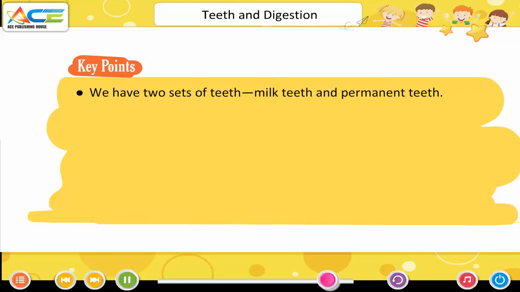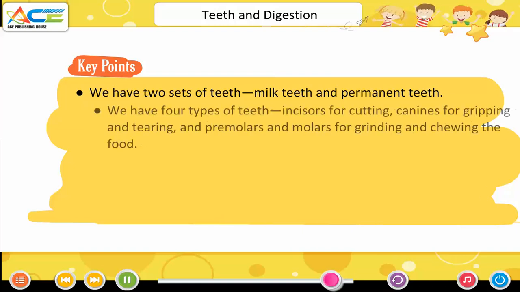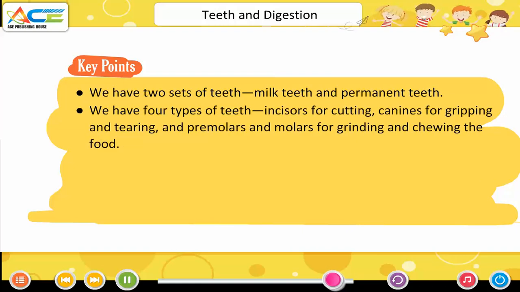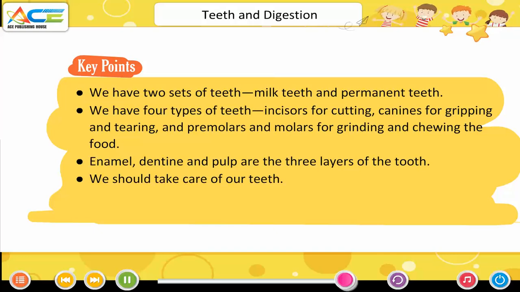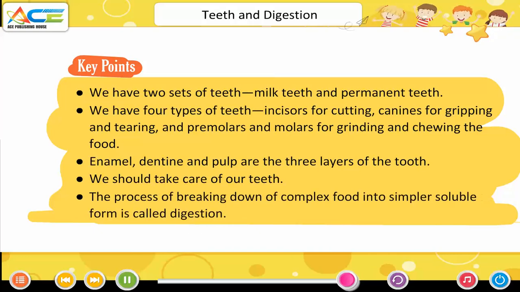Key points. We have two sets of teeth, milk teeth and permanent teeth. We have four types of teeth: incisors for cutting, canines for gripping and tearing, and premolars and molars for grinding and chewing the food. Enamel, dentine and pulp are the three layers of the tooth. We should take care of our teeth. The process of breaking down of complex food into simpler soluble form is called digestion.